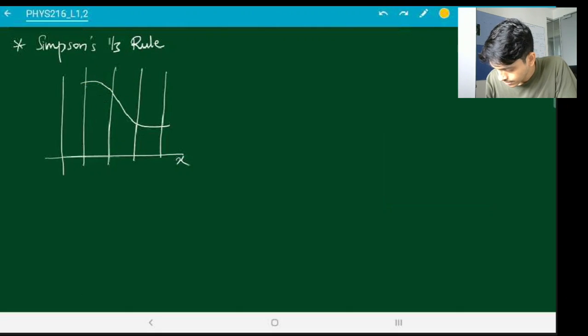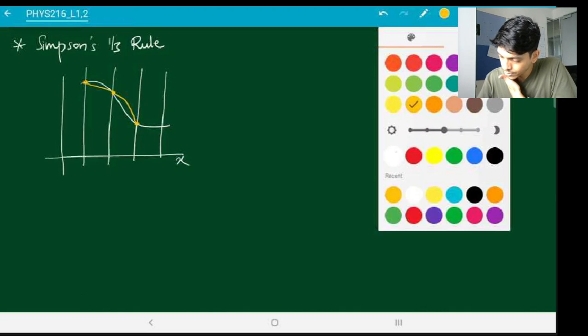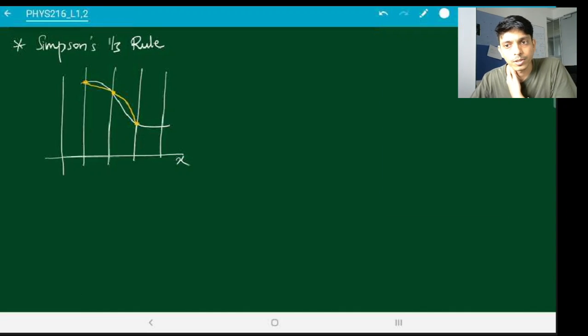Remember that to define a straight line you need 2 points. To define a quadratic function you need 3 points. So 1, 2, 3. Suppose I define a quadratic function over here, something curved. Will this give me a better answer? That's a question we are trying to address, and that will lead us to what we call Simpson's one-third rule. So let's just take these 3 points.